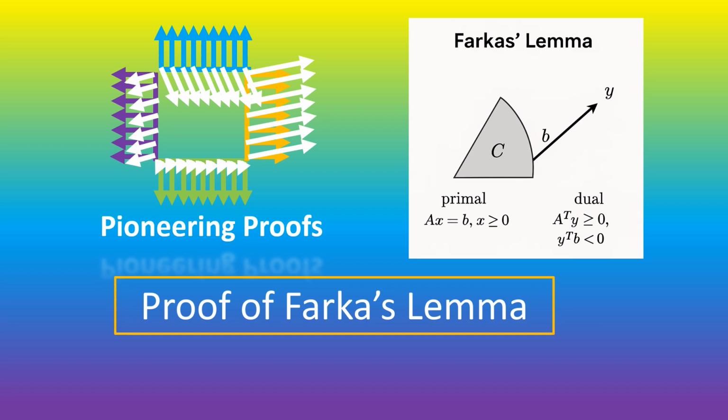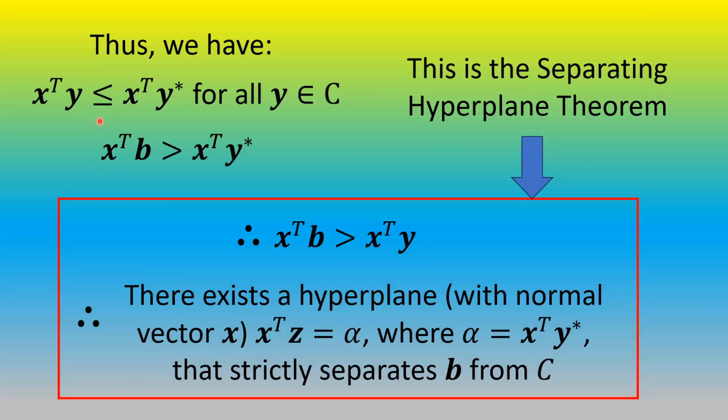So now we're going to use the separating hyperplane theorem to prove Farkas' lemma. A refresher of the separating hyperplane theorem: if x transpose y star is alpha, then x transpose y is less than or equal to alpha, and alpha is less than x transpose b. So we have the hierarchy: x transpose y could be less than or equal to alpha, but alpha is less than x transpose b.